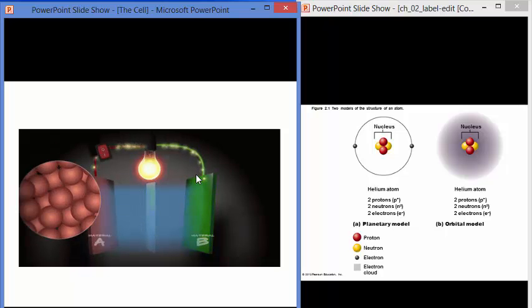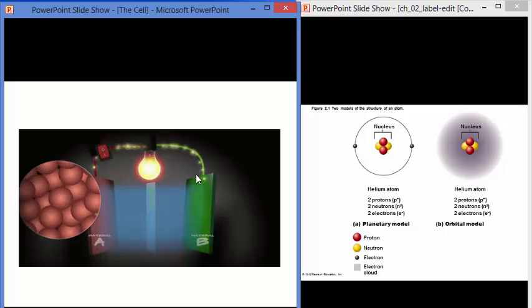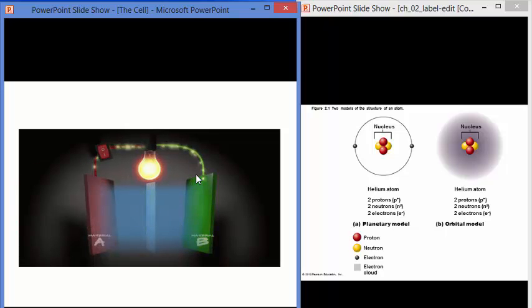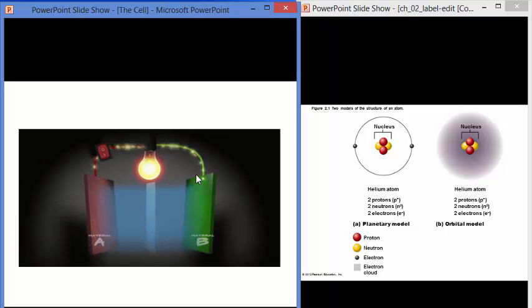And we'll talk about how you can have bonds between atoms when they want to share or donate electrons. All those electronic devices are using that process.